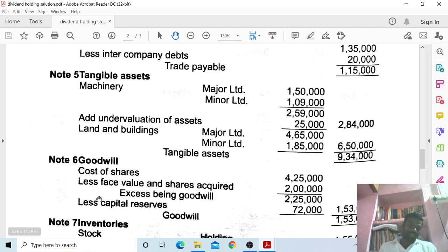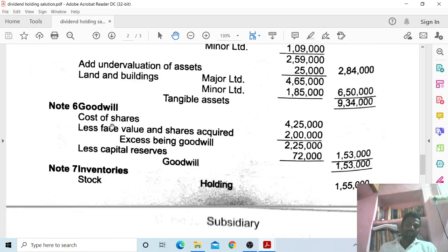Next, goodwill. Cost of shares acquired: 80% shares acquired, 4,25,000 rupees cost given from the holding company, less face value of the shares acquired. So 2,50,000 into 80 divided by 100, I have to take it as 2 lakh rupees. So 4,25,000 minus 2 lakh, you have 2,25,000 excess being goodwill.